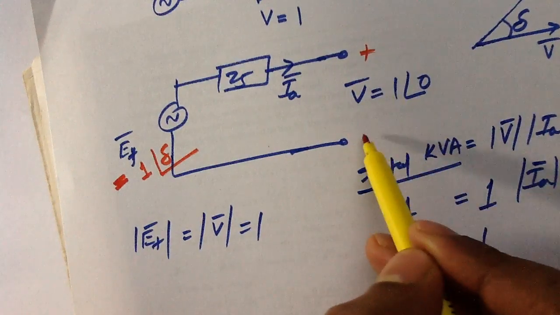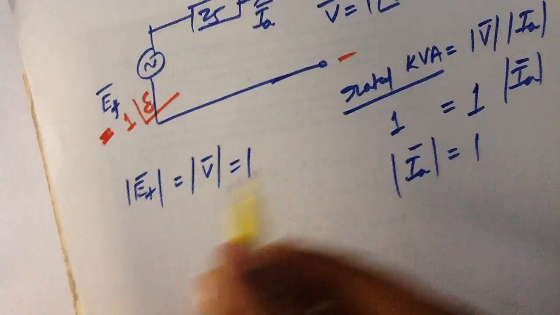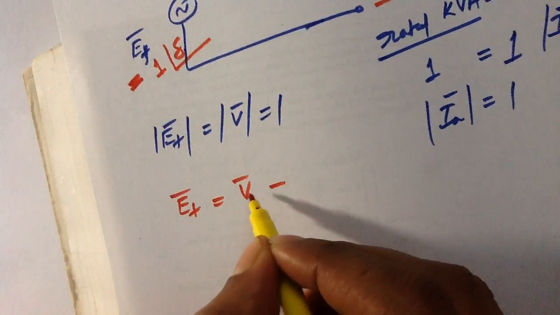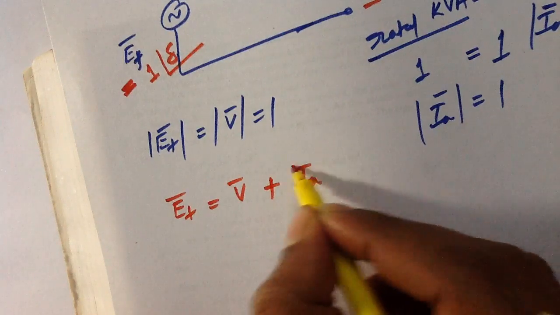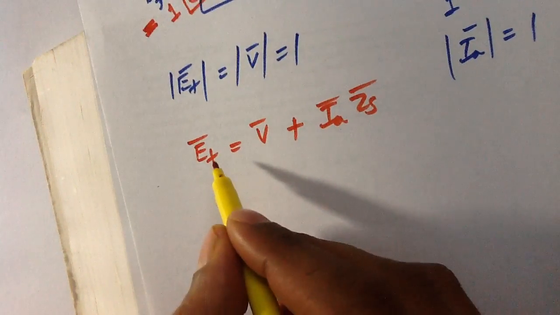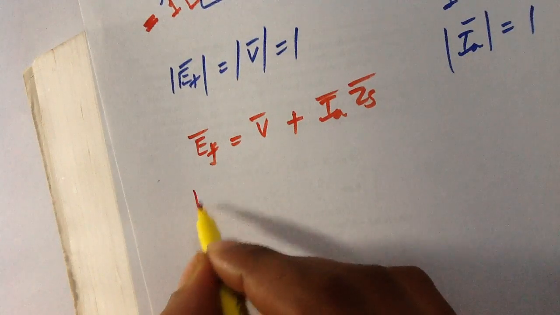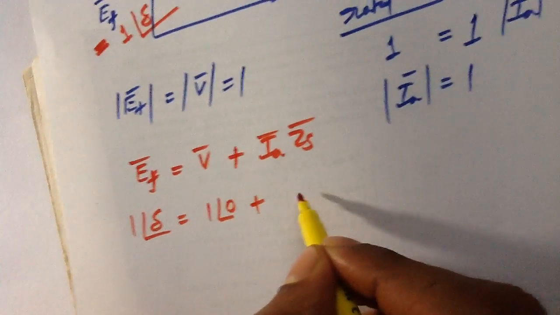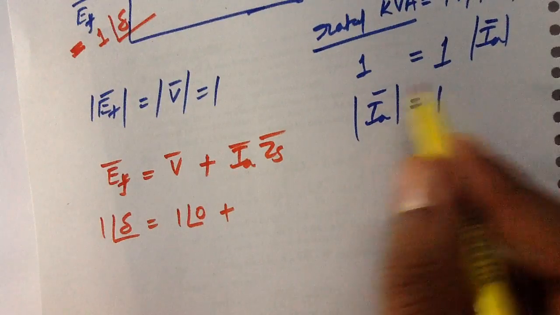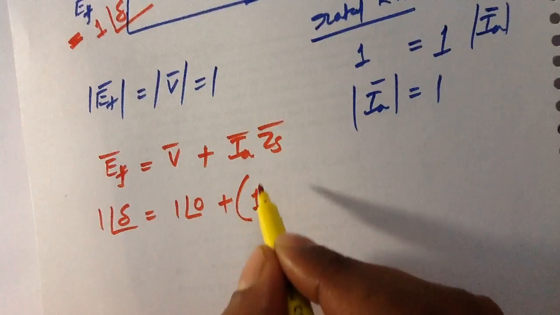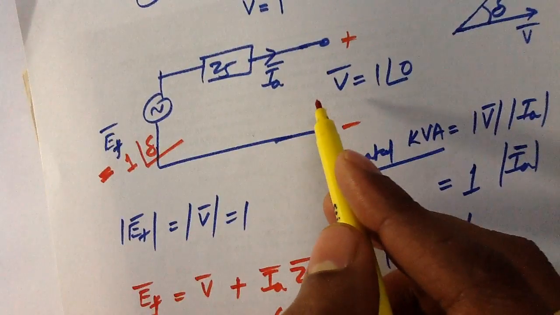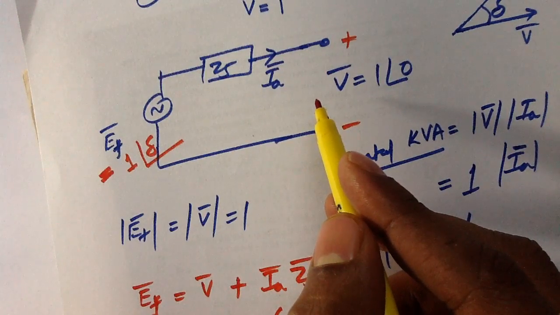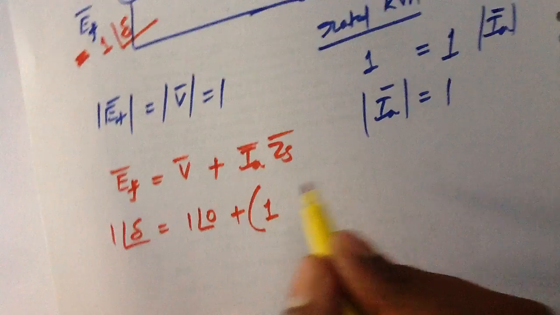You can apply KVL in this loop, and easily you can write this equation: EF equals V plus IA ZS. The value of EF is 1 angle delta. The value of the terminal voltage is 1 angle 0. The magnitude of IA is 1. And I don't know whether this machine is operating at leading power factor or lagging power factor. I don't know, so I can assume anything.